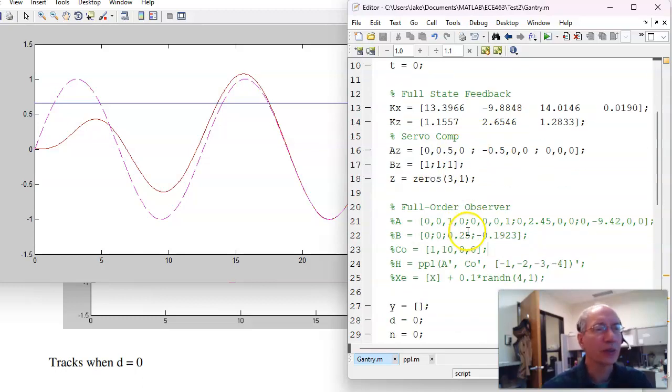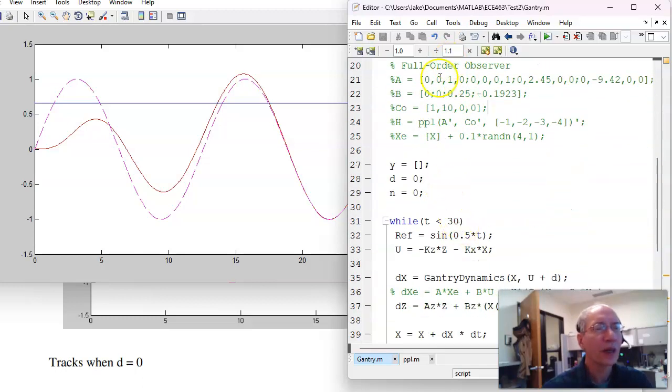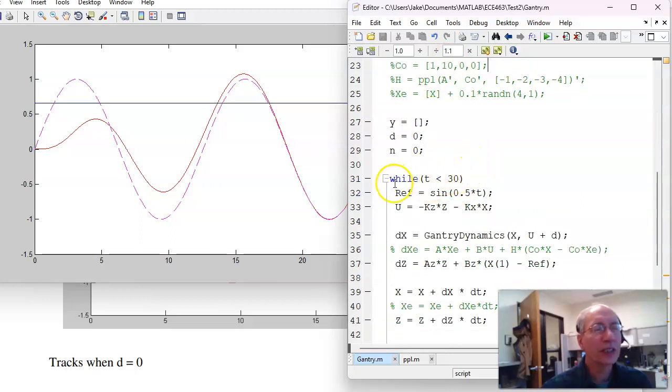I don't know what else to do. Coming later. Starting out for 30 seconds, my set point is sine of 0.5t.